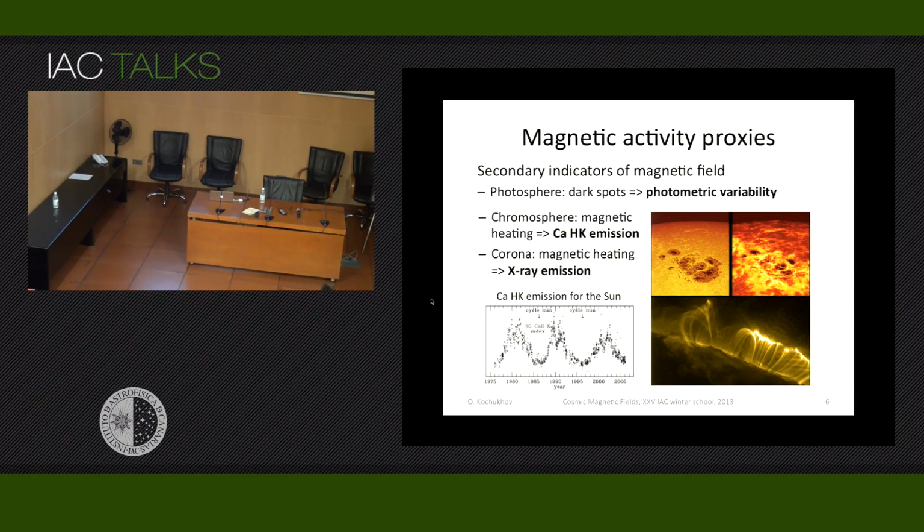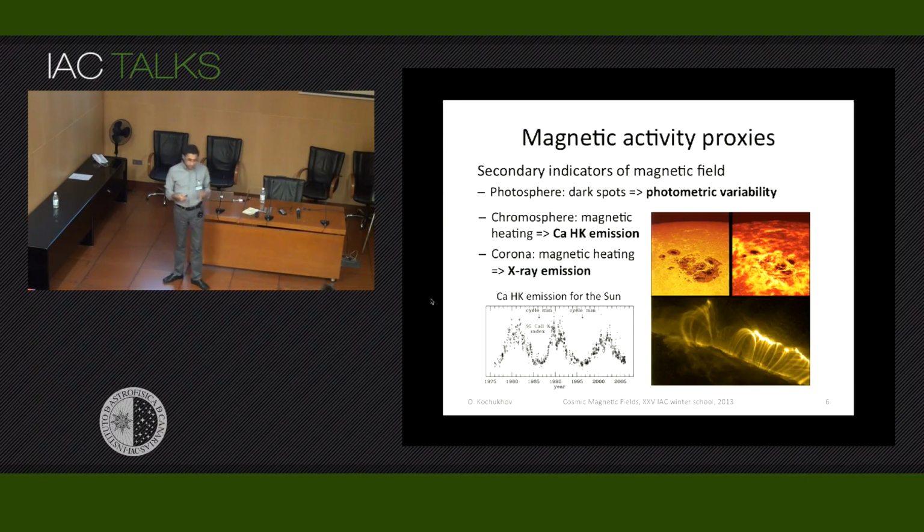Then if we go higher, above the photosphere, we have the chromosphere, and there magnetic field is responsible for additional heating. And we are seeing the emission in calcium H and K. So this picture is supposed to show the photospheric level with dark spots. This picture is the image in the core of the calcium line. So you see this brightening. And then if we go even higher, we see X-ray emission in the corona, so the coronal loops.